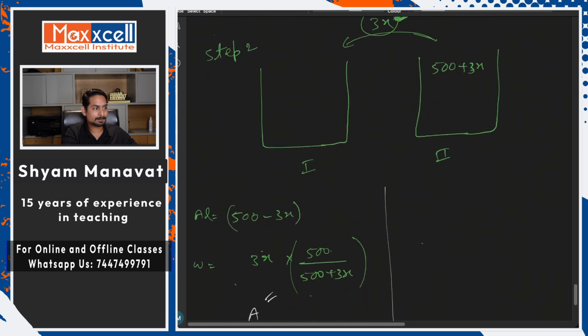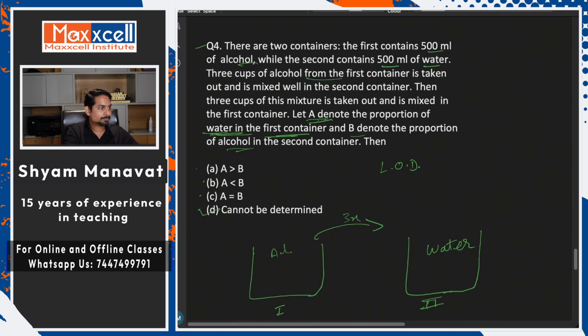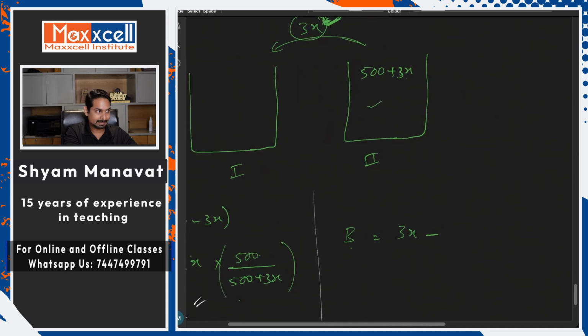Term B, as per the question, is the alcohol left after the second step in the second container. B is the proportion of alcohol left in the second container. So B will be equal to, think about it. The only alcohol was 3x, out of which the 3 cups are taken out. So in 3x, the alcohol portion is 3x upon 500 plus 3x.